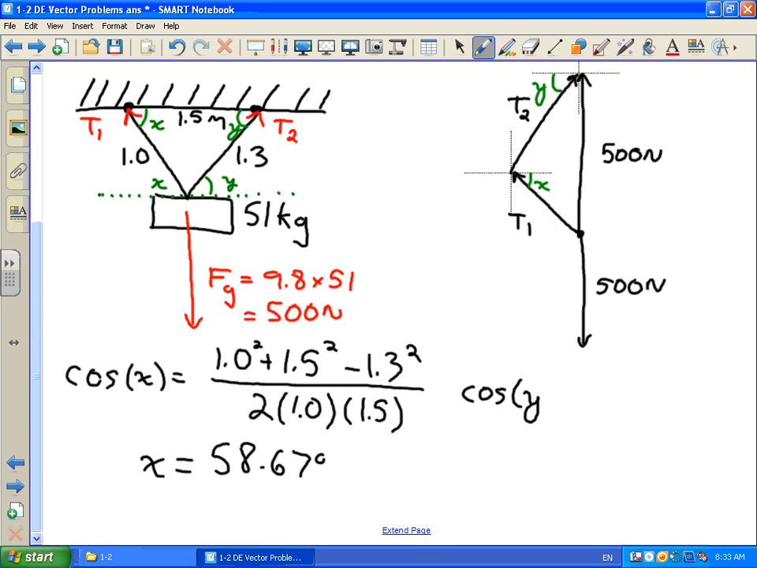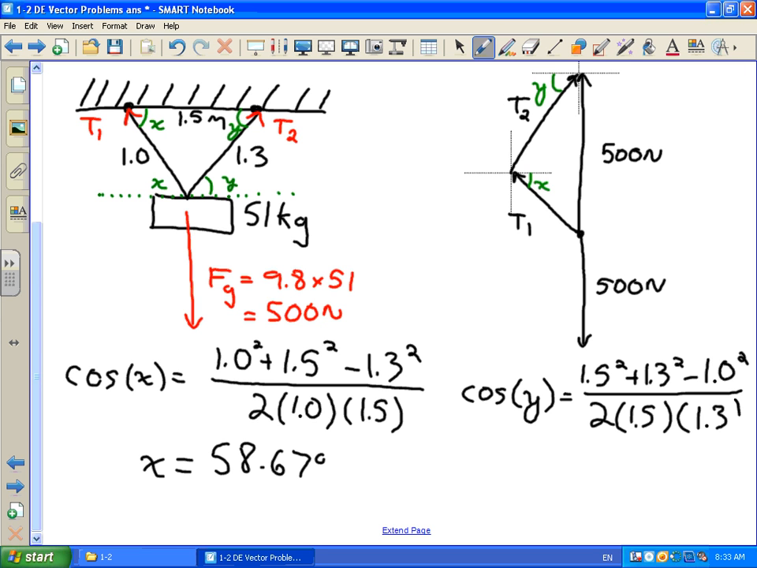And we can do the same sort of thing for angle y here. Cosine of angle y, let's try to get this one right the first time. We're going to have 1.5 squared plus 1.3 squared minus 1.0 squared divided by 2 times 1.5 times 1.3. And we work all this out, and we get that angle y is going to be 41.075 degrees. So once we have x and y, we can start working out what these other angles are going to be inside of our triangle in here.